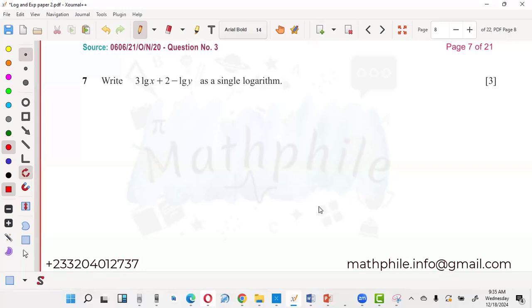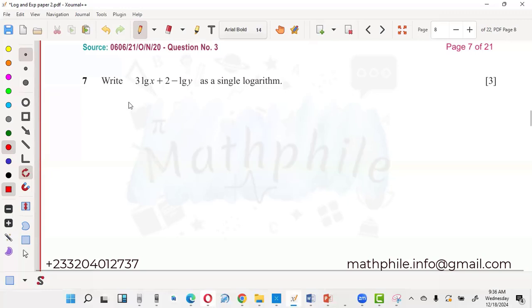So log 10 squared x squared over y squared. Log 10 x squared over y. I said log 10 squared x squared over y. That's all.